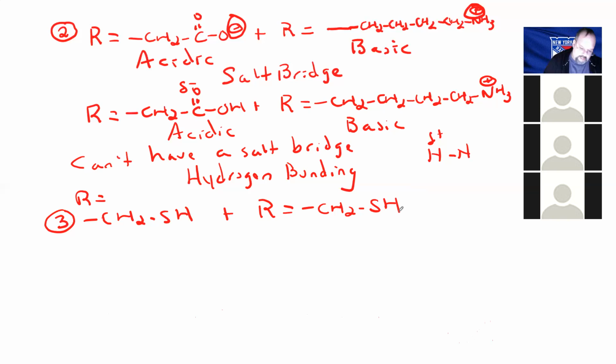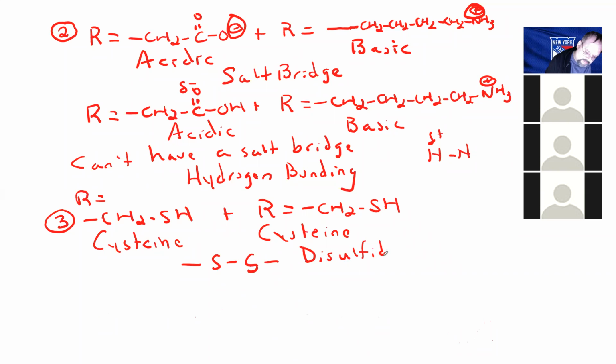So essentially, both of these amino acids are cysteine. And therefore, the way that they're going to link to each other is that the sulfurs are going to become singly bonded to each other. And that type of interaction is what is known as a disulfide bond.